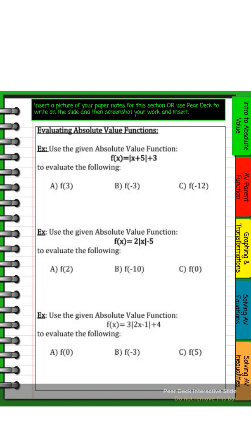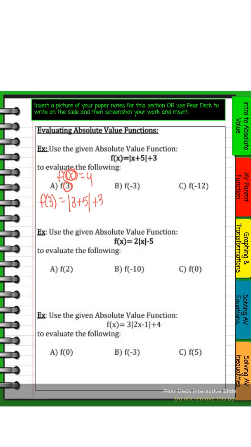It says use the given absolute value function f of x equals the absolute value of x plus 5 plus 3 to evaluate the following. So let's remember from last unit, remember how f of x is equal to y. Anytime they're asking you to evaluate, they're just basically telling you to plug this value in for x. So if we do that in that equation up there, we're going to have f of 3 equals, we're going to plug in 3 for x. So the absolute value of 3 plus 5 plus 3.